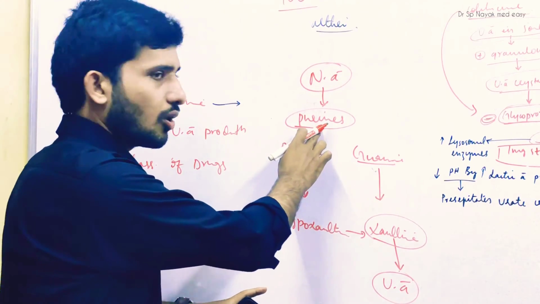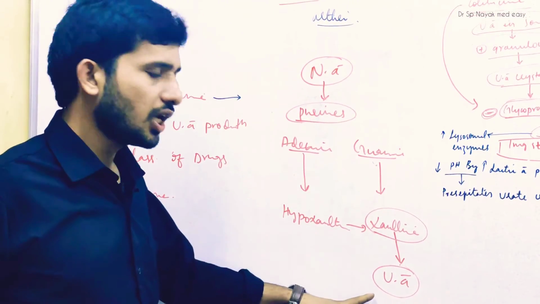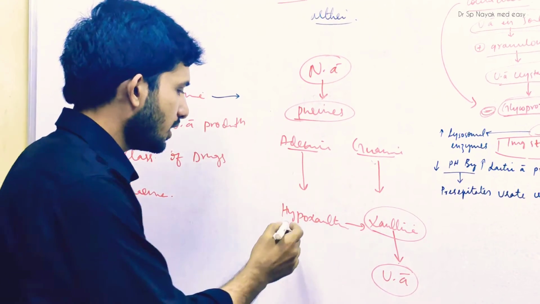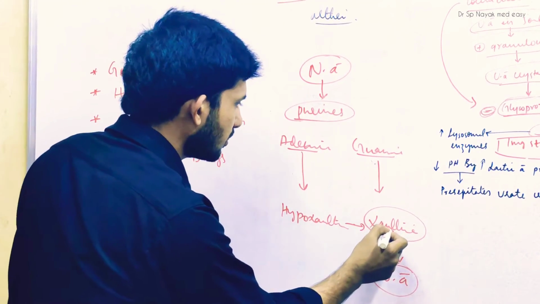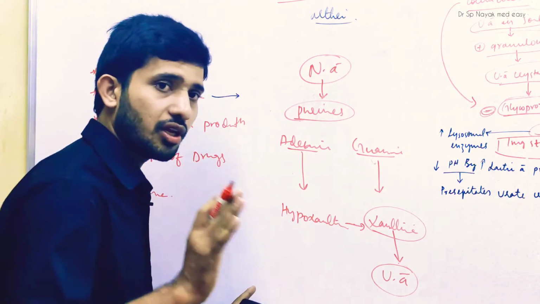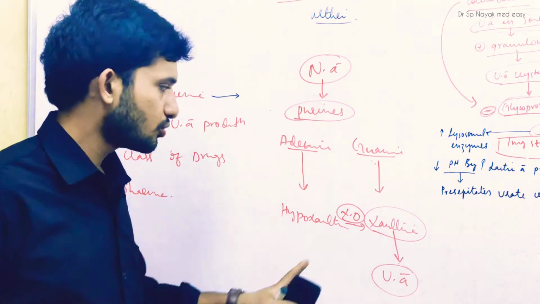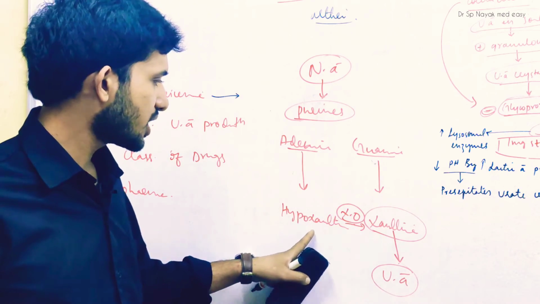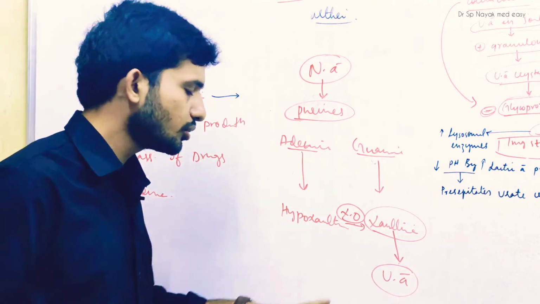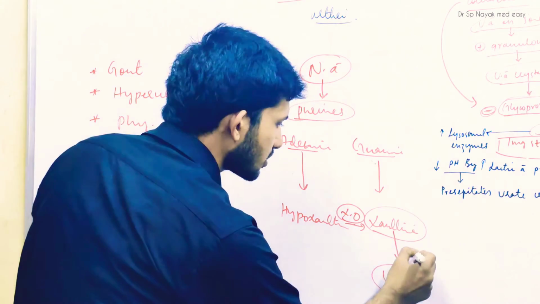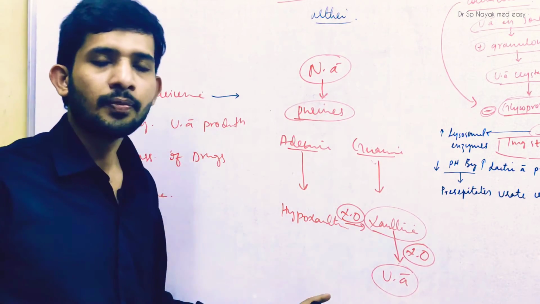So purines are the major precursors which help in the production of uric acid, and here hypoxanthine is converted into xanthine by a very important enzyme called xanthine oxidase. So xanthine oxidase converts hypoxanthine to xanthine and xanthine to uric acid. Again here also the xanthine oxidase enzyme is very important.